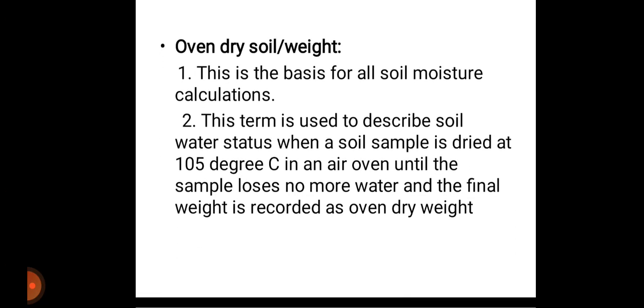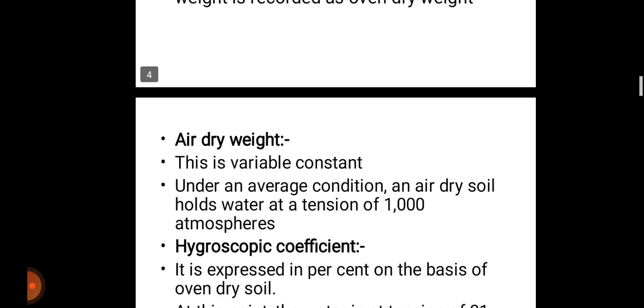Oven dry soil weight is one of the states of soil moisture availability. This is the base for all soil moisture calculations. This term is used to describe soil water status when a soil sample is dried at 105 degrees Celsius in a hot air oven till the sample loses no more water, and the final weight is recorded as the oven dry weight.